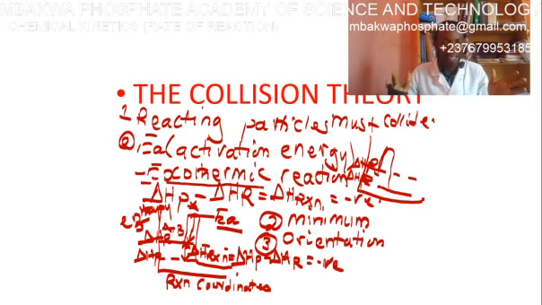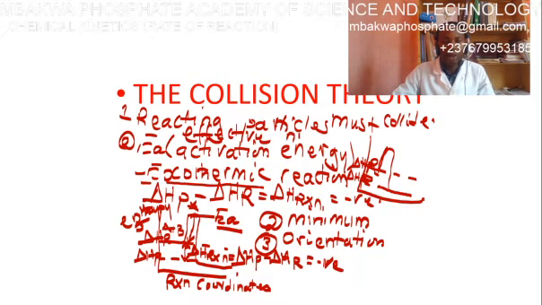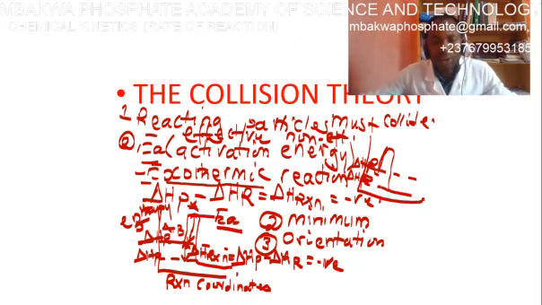The particles must collide. And when they collide, there are two kinds of collisions. We have what we call effective collision and non-effective collision. Effective collisions are those in which particles collide with energy which is equal to or more than the EA, and a non-effective collision is a collision in which particles collide with energy which is not up to or equal to the activation energy. That is it for the collision theory for today.